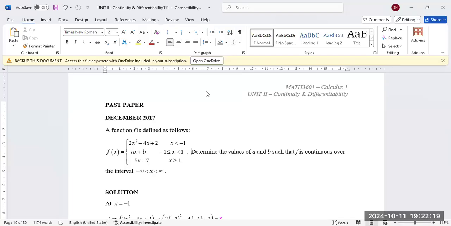This is not a bad one. This one is easy. I think we should do this one. This is also a past paper question.